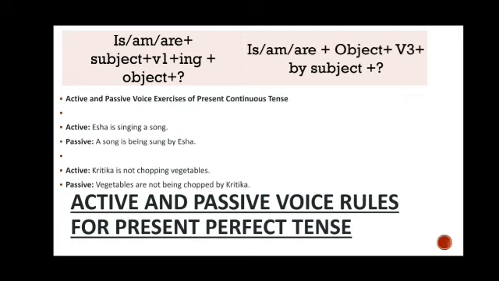Ishita is singing a song. So a song is being sung by Ishita. Kritika is not chopping vegetables. Then vegetables are not chopped by Kritika.